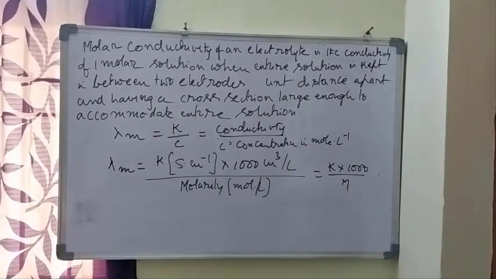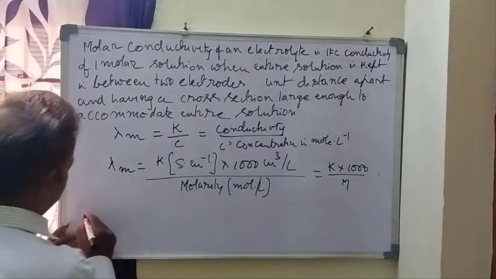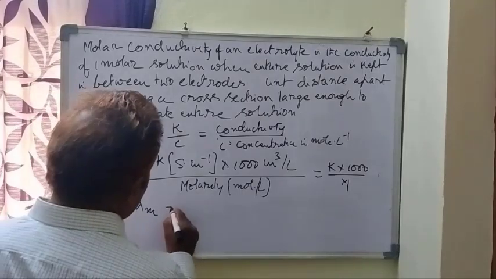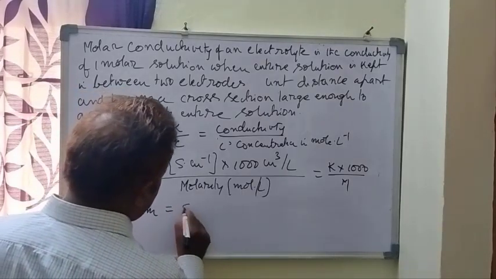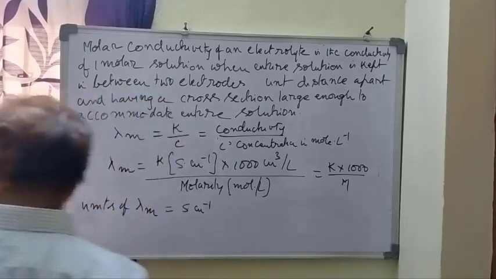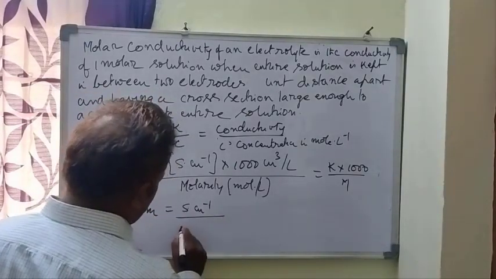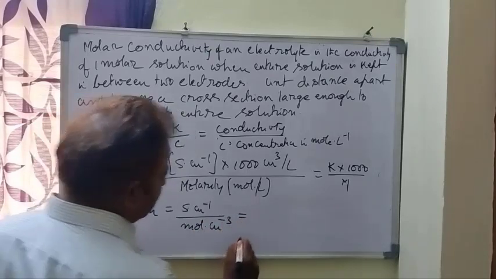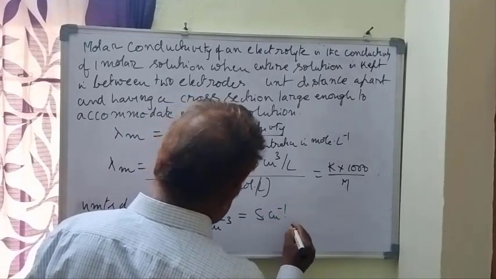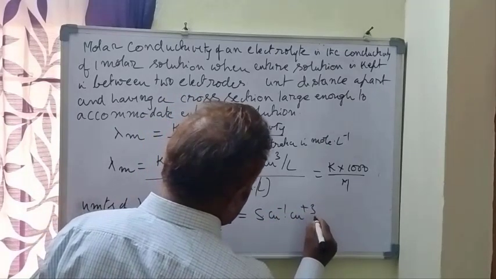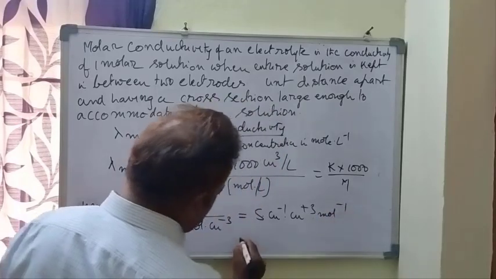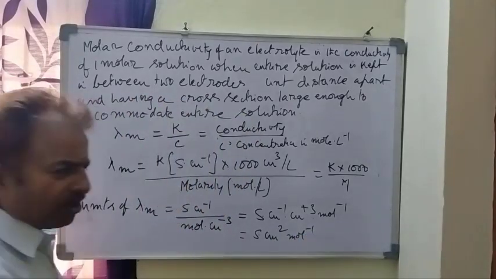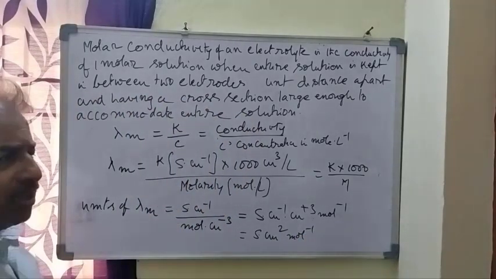Now the units of lambda m, that is molar conductivity. What are the units of K? Siemens centimeter inverse, and molarity is mole per centimeter cube. This is nothing but Siemens centimeter minus 1 into centimeter plus 3 into mole minus 1. This is nothing but Siemens centimeter square mole minus 1. So this is the unit of molar conductivity.